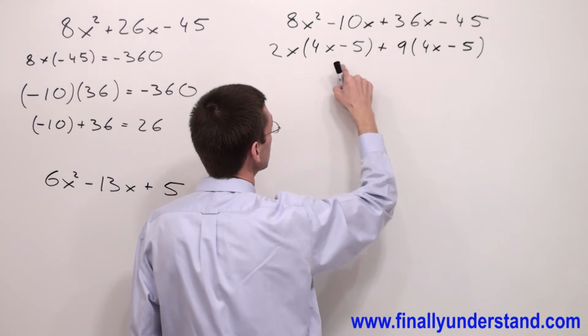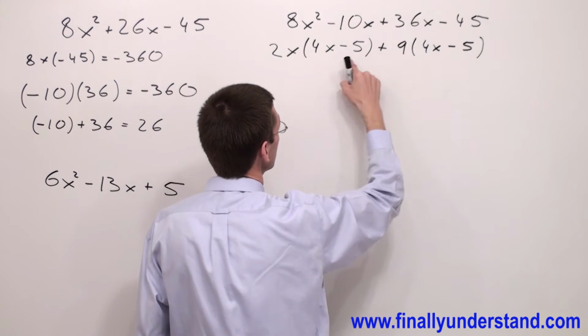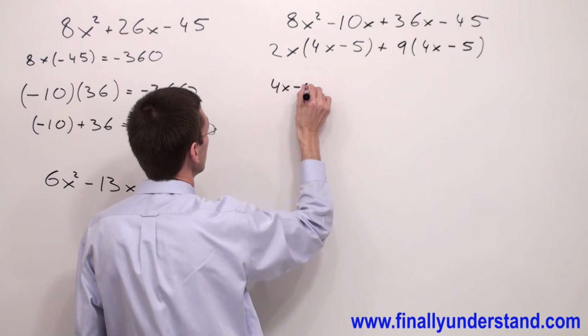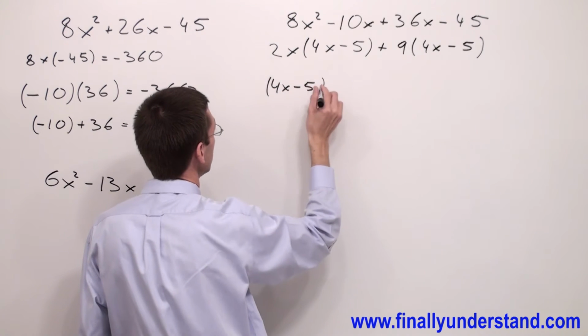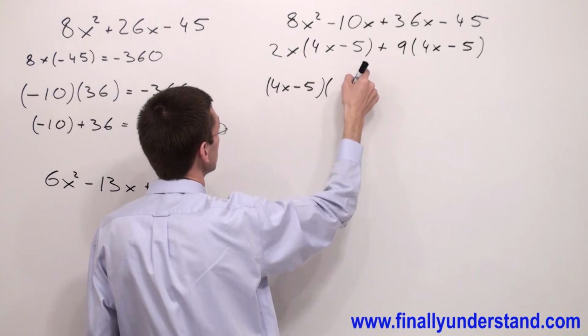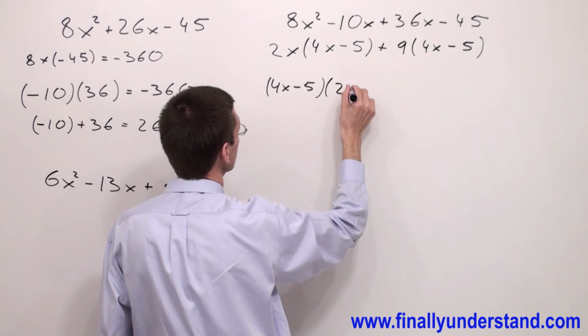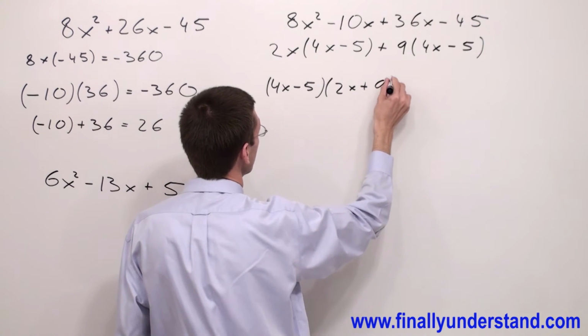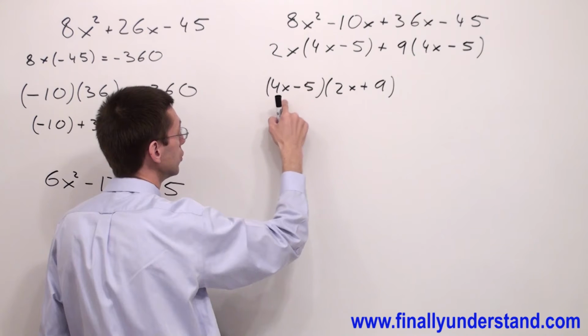Please notice that I have a common factor in these two terms. I'm going to factorize this common factor. I'm going to have 4x minus 5, and in the other parentheses I'm going to write whatever is going to stay: 2x plus 9. And this is my solution.